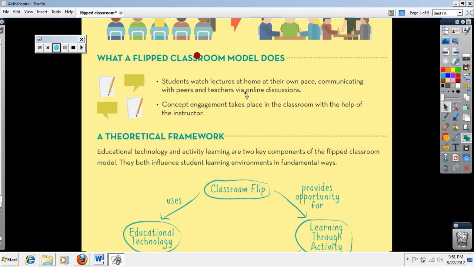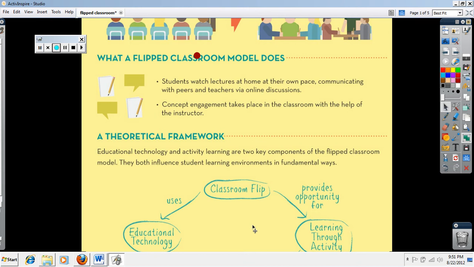So what a flipped classroom model does: the students would watch the lectures at home at their own pace. They can pause, rewind, fast forward, and then they're communicating sometimes with peers and teachers via online discussions, if possible. We're still kind of working on that aspect here in Carroll County, but we do have the blog that we can do. It's not live online discussions, but they can ask questions via the blog, and then we can answer them that way, or they can get feedback from their classmates as well.